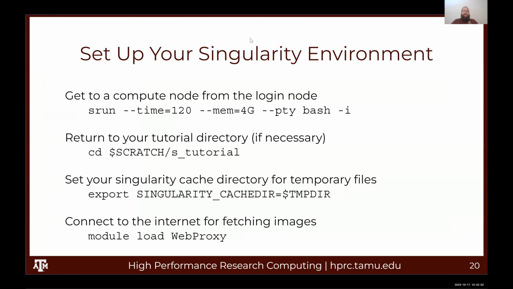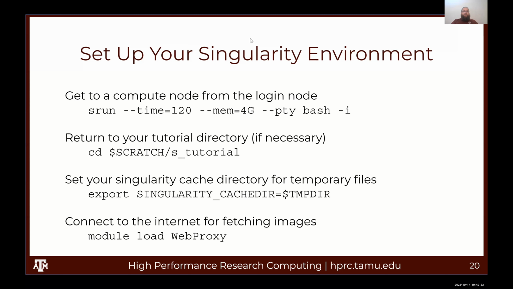So the first is we need to give Singularity a cache directory for temporary files. Singularity files are large on disk, and therefore the Singularity temporary files are also large on disk. So we don't want to just put them any old place. It'll fill up your quota. So I would like to put them in the temporary file system, TMP, which is a local file system specific to this node.